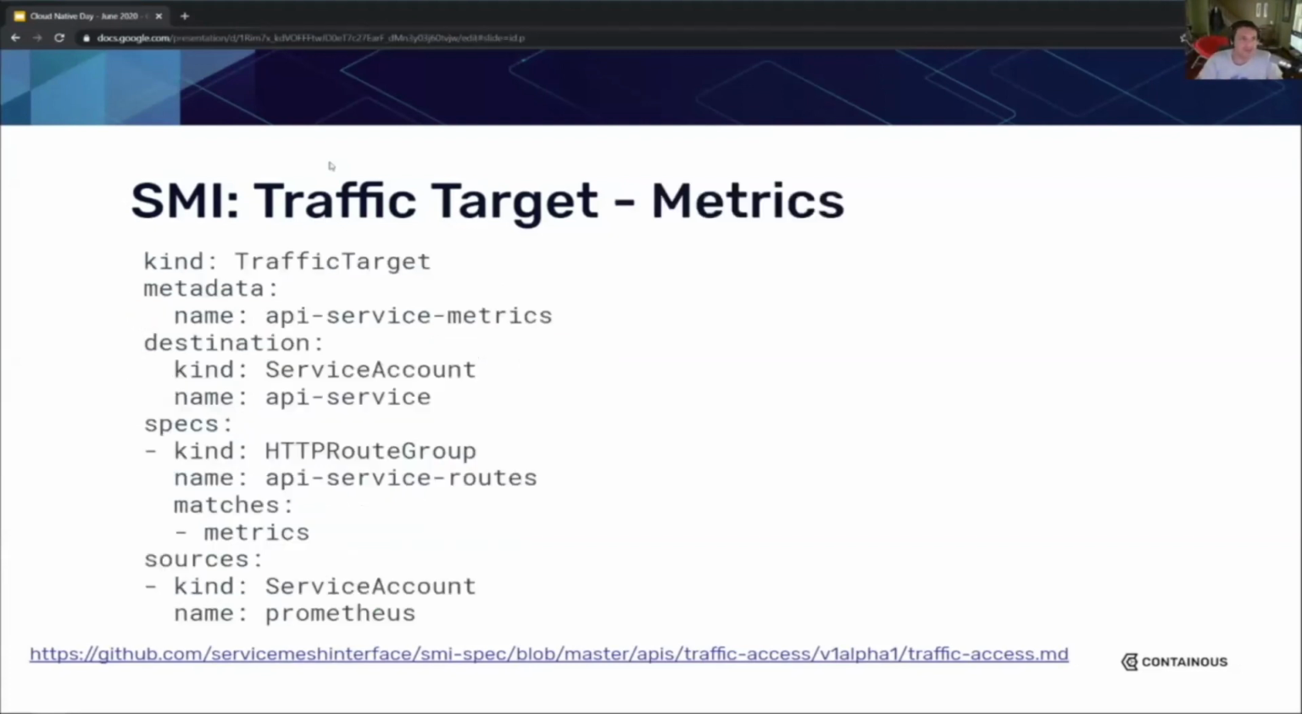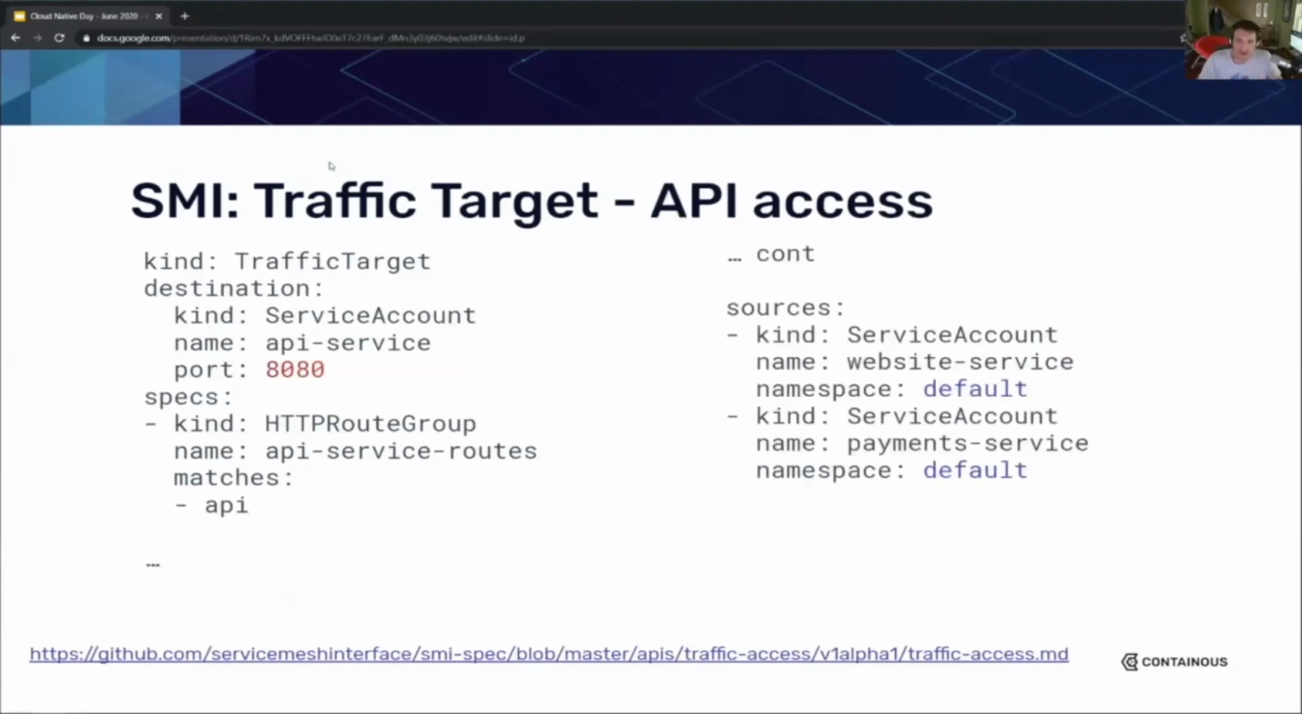Now, in this example, we're configuring the API service metrics endpoint to only be accessible by services that have the Prometheus service account attached to it. And in this example, you can see that we're assigning services that have permission to the API itself, which means those services would not be able to access the metrics endpoint on the API service, only the /API route.